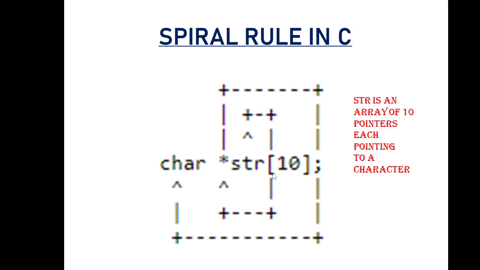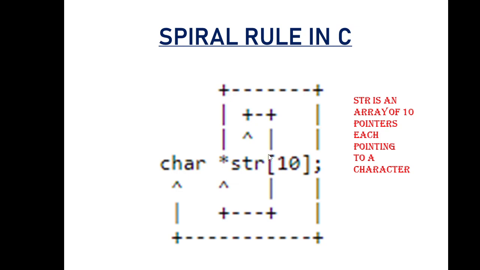Whenever a bracket opens, till the bracket closes, you have to spiral like this. For example, we start from this one and there is a bracket opening, there is a bracket closing, and it has to come back here. Okay, so here we came back after the square closing. So we start from str, there is a square opening. How to read it: str is an array of 10 containing pointers, each pointing to a character. This is how to read it.